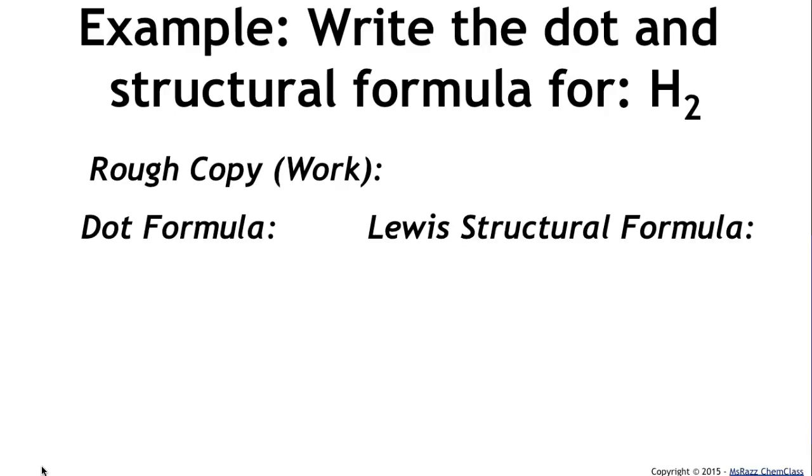So let's just show you kind of how this looks. We're going to start out pretty simple. There's 3 things we want you to do. First is the rough copy, which is just sort of your scratch work, really. Then we're going to use the dot formula to show how these things would bond up, and then we'll use the Lewis structural formula, which is named after a really famous chemist named Gilbert Lewis. And we'll do more work on that in class, actually. I'll give you a lot more examples. So this is pretty basic stuff here.